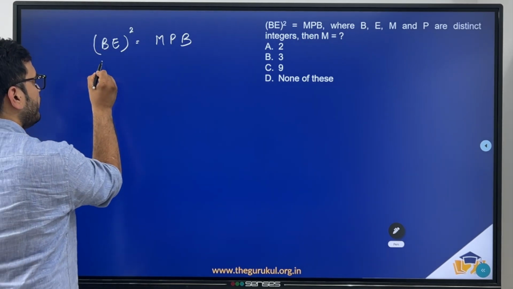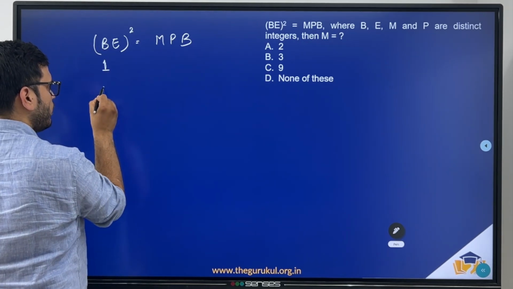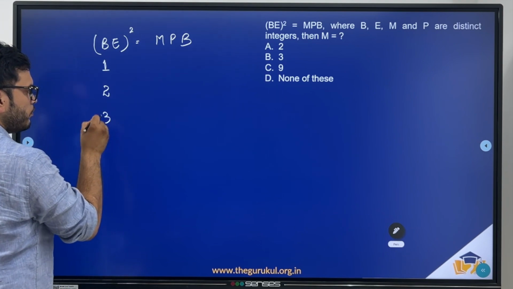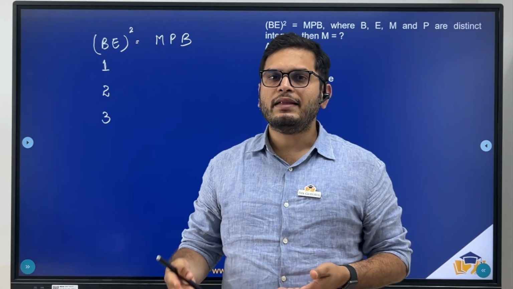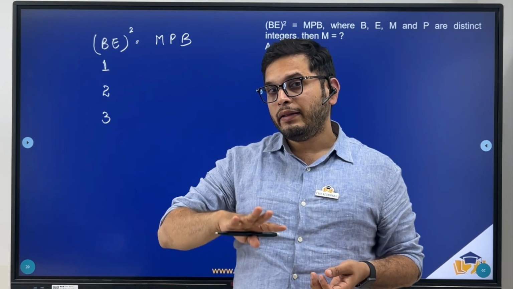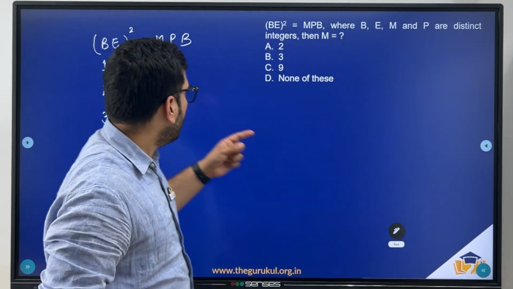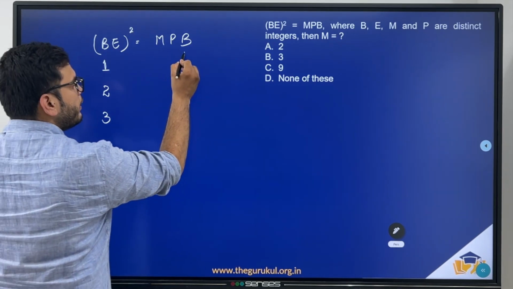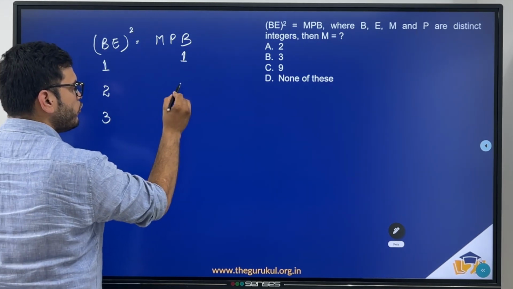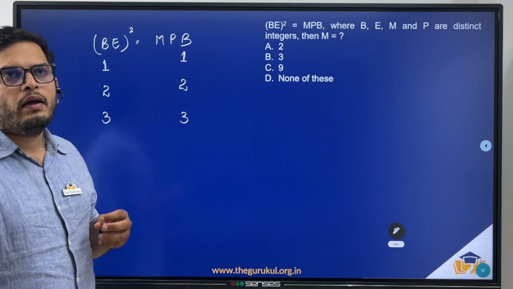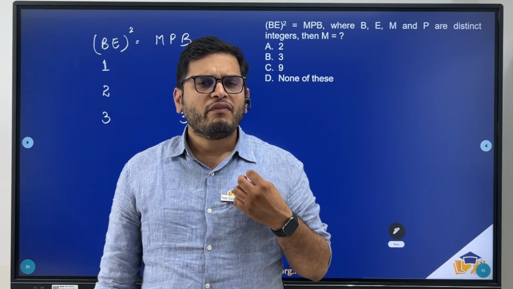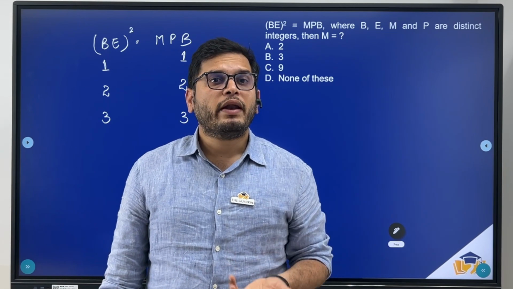So the values that B can take are either 1 or 2 or 3. BE can be a number in the 10s or 20s or 30s, and in the 30s, 30 or 31. Now if the value of B is 1 here, it has to be 1 here. If it is 2, 2. If it is 3 here, that should be 3 here. Now just think, do we have any perfect square ending with 3?